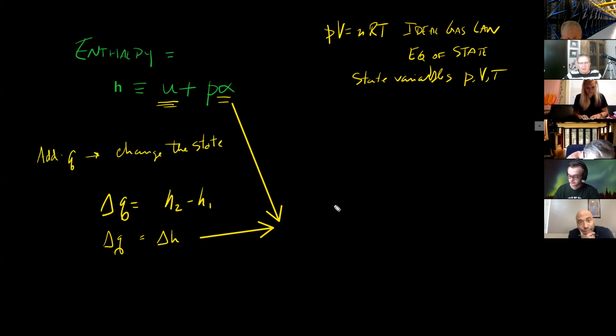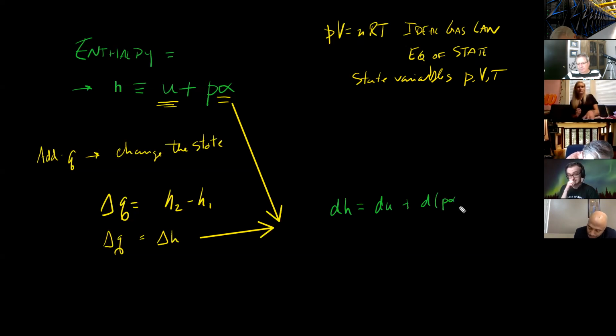So what that tells me is if I take this and put it in derivative form, I'm saying that the change in enthalpy is going to be du plus dp alpha.